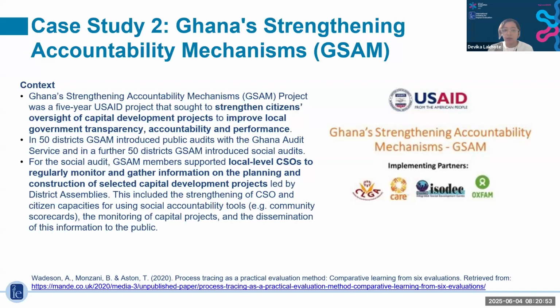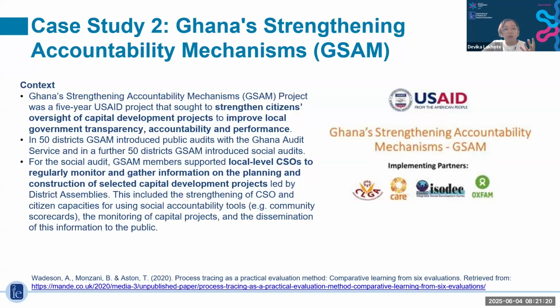So for the social audit, they supported local level CSOs to regularly monitor and gather information on the planning and construction of selected capital development projects led by district assemblies. This included strengthening of the CSO and citizen capacities for using social accountability tools, monitoring of capital projects, and dissemination of this information to the public. So you can see in this last line all the different activities that were taking place.